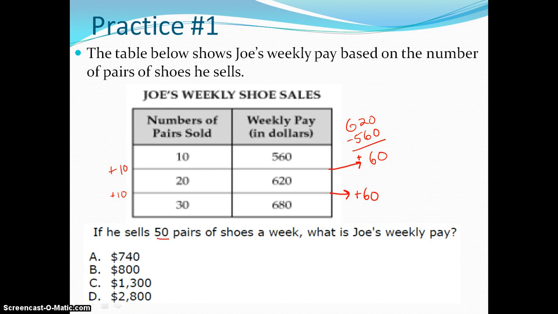So if he sells 50 pairs of shoes a week, what's his weekly pay? Well, the strategy here to make sure you get the correct answer is just to write down the ones that are in between if you don't set up any kind of equation. So for 40 pairs, we're going to add 60. That's going to be 740. And then for 50 pairs of shoes, we're going to do 60 more, which is 800. Okay, so that's where it has a constant rate of change. Every time the weekly pay goes up $60 when he gets 10 pairs of shoes sold.